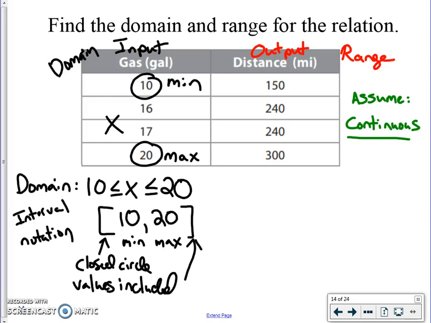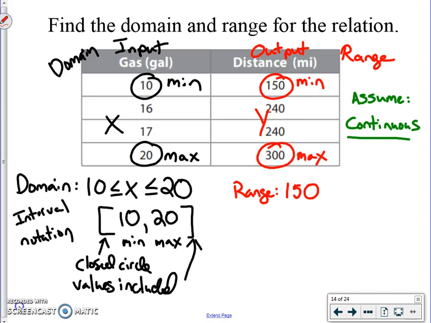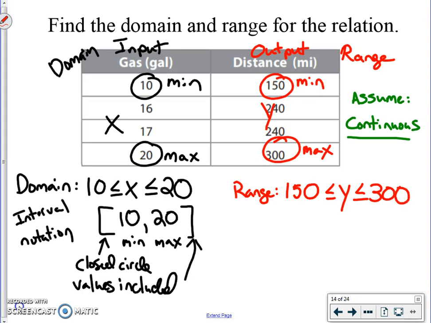I can now do my range. In order to do my range, I'm going to find my minimum value, which is 150. I can write that in. My y value is going to be between that and my maximum value of 300. Again, y can be anywhere between 150 and 300, including 300. So 150 is always going to be less than or equal to y, which is less than or equal to my maximum of 300. Okay.